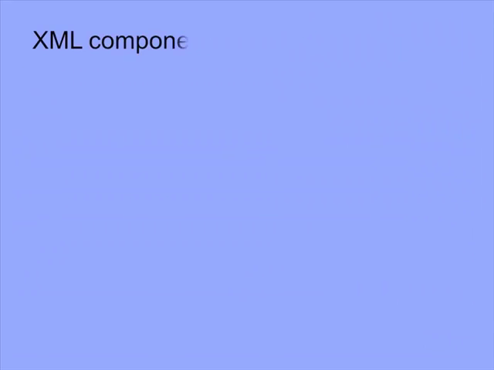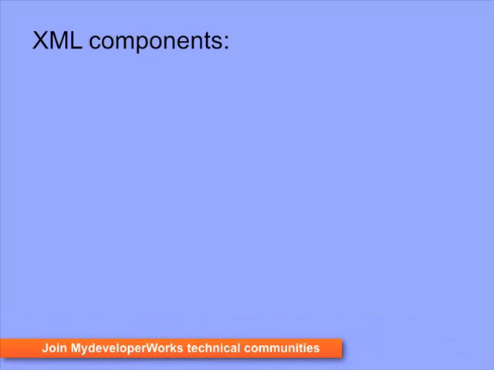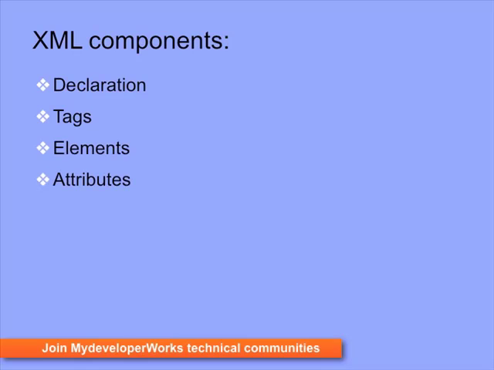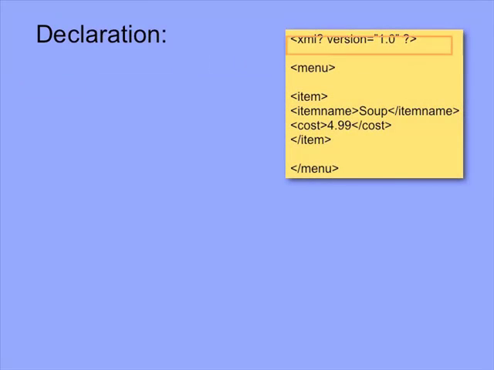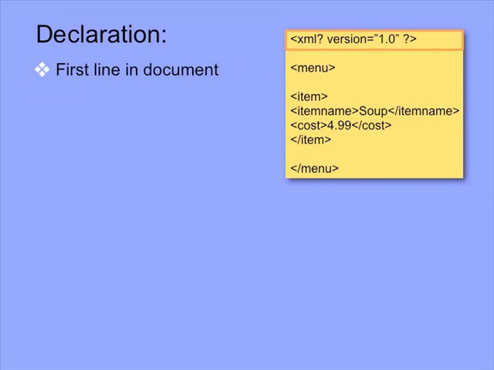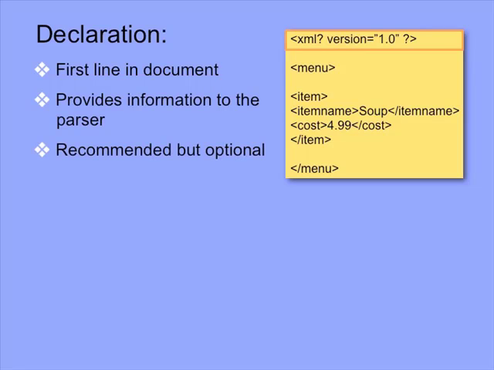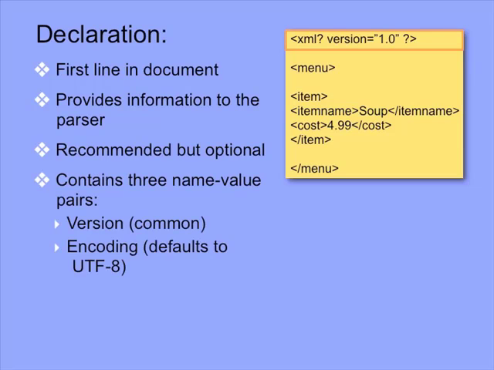Now let's have a look at some XML basics. We'll start with some components: declaration, tags, elements, attributes, and comments. Declaration is the first line in an XML document. It provides information that is valuable to the parser. Although it is optional, it is recommended. It contains three name value pairs: version, encoding, and standalone.